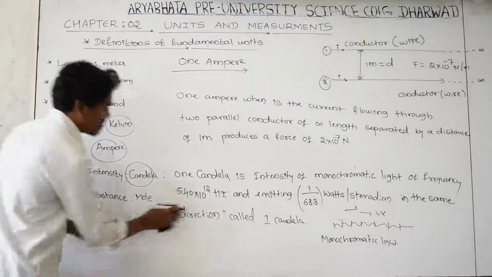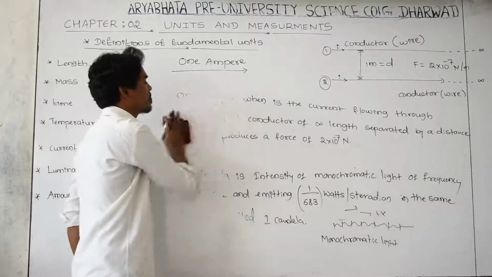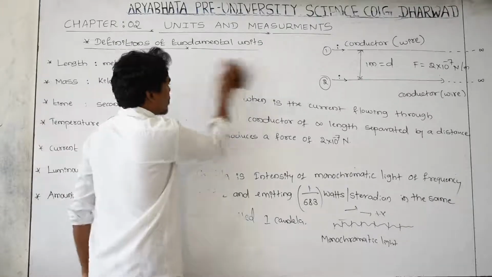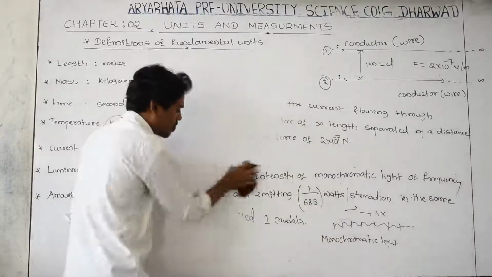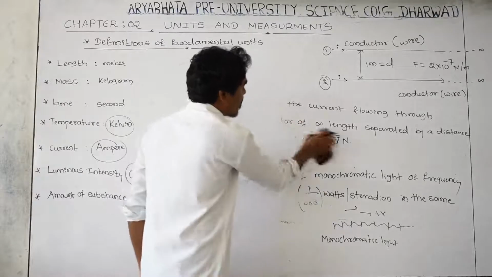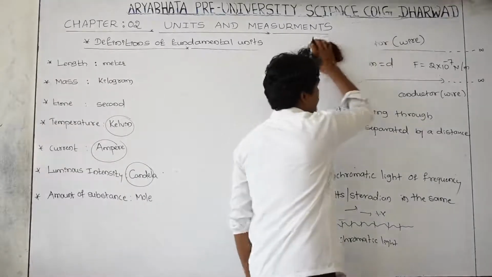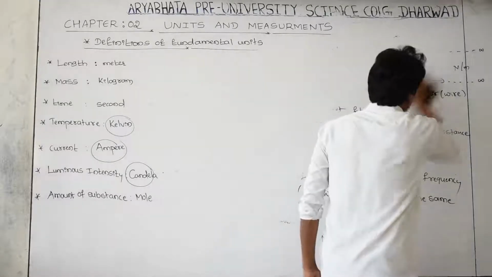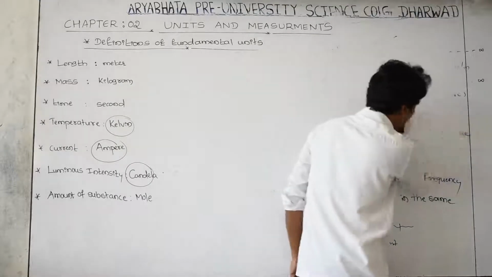And the last definition, that is the definition of amount of substance, that is mole. What is mole? A mole is nothing but a fundamental unit. For what purpose are we going to use it? In order to measure the number of particles present in a given substance, that is 1 mole. Now we should study what the definition of 1 mole is.